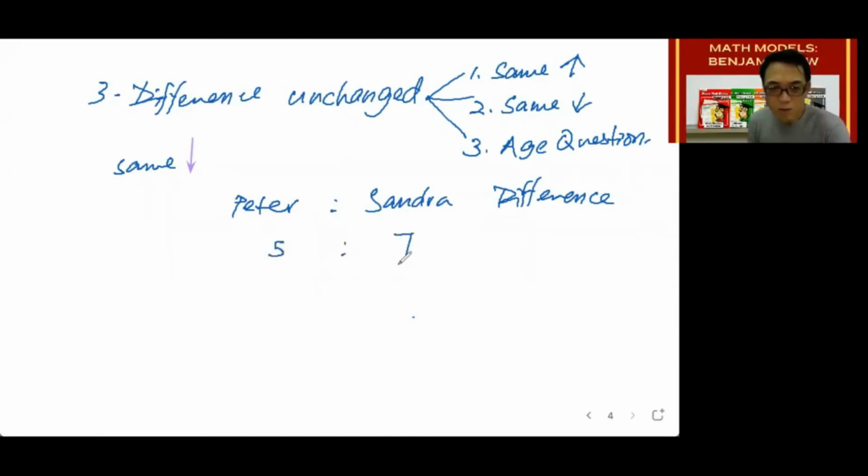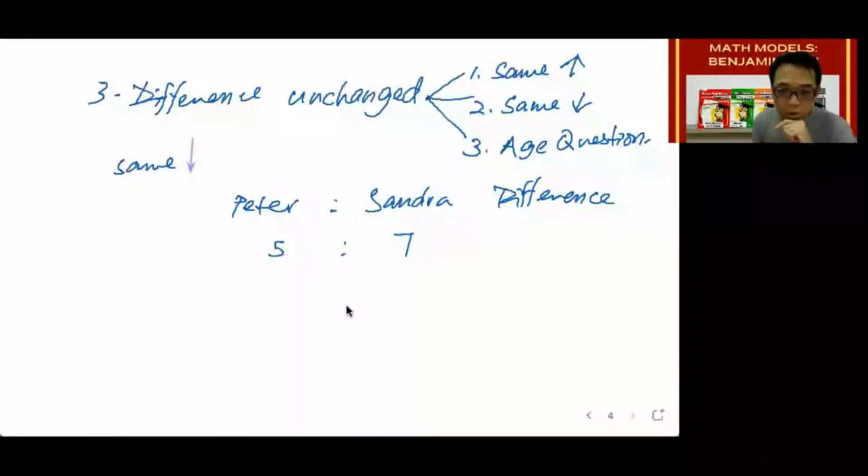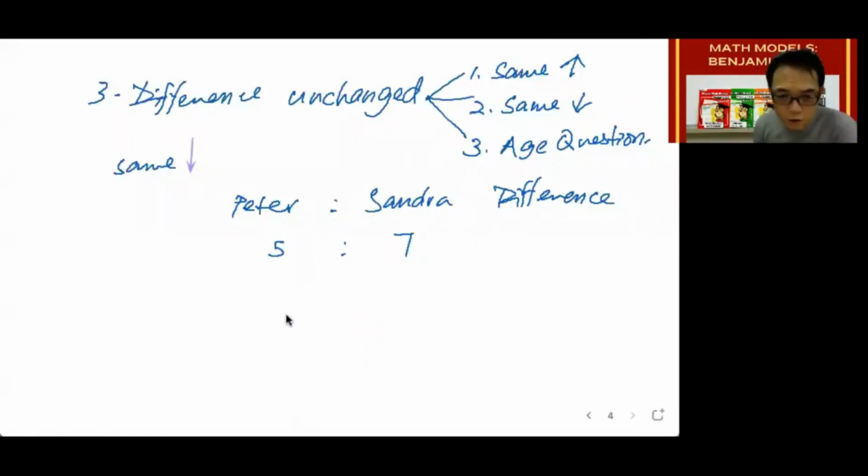And they both go out and they spend the same amount of money. And after they spend the same amount of money, this is important, same, let's say that the ratio changes to, so let's say that the new ratio after they both spend the same amount of money is, for instance, 4:9. Now this time, the difference between Sandra and Peter is 2 units and 5 units respectively.